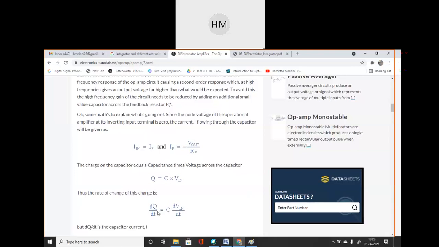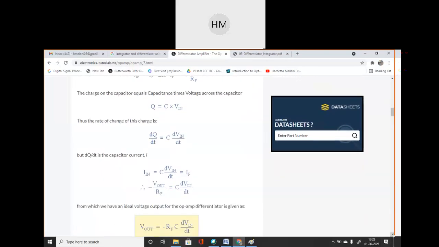But dq by dt is the capacitor current. This is the capacitor current. The current that flows depends on the charge stored, that is the current flowing through the circuit. So current depends on the rate of charge per unit time. So dq by dt is my current I. So I got I is equal to C dV in by dt. Is it clear, students?